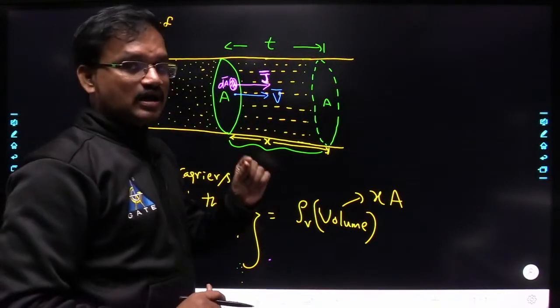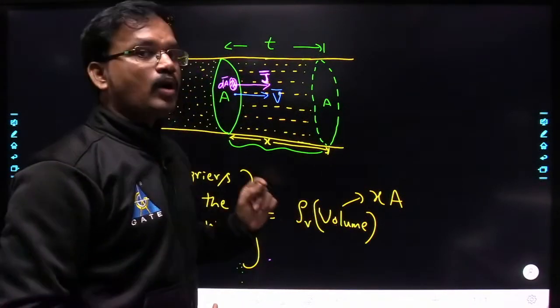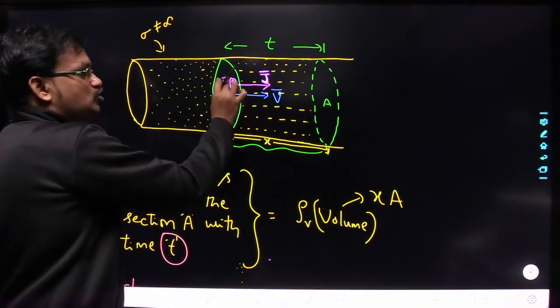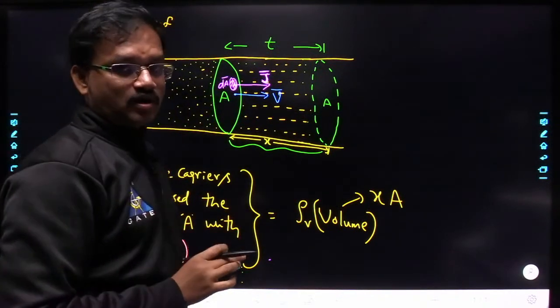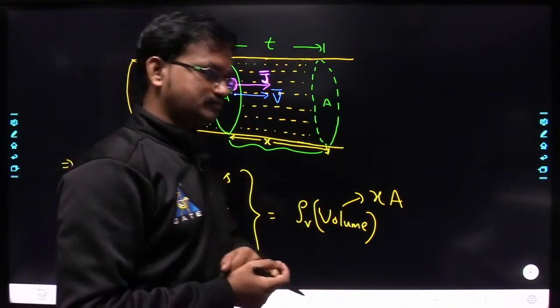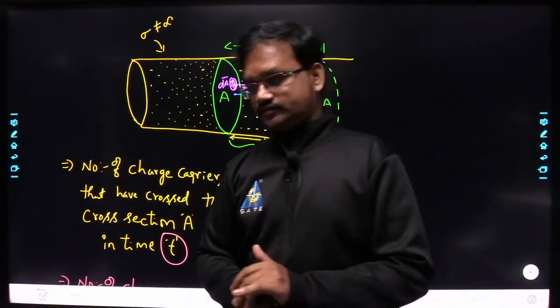J bar is the current penetrating per unit area. Now I want to determine, or write, the current penetrating through this small differential area dA bar. How can you represent that? Tell me. Mathematically, how do you have to represent that?